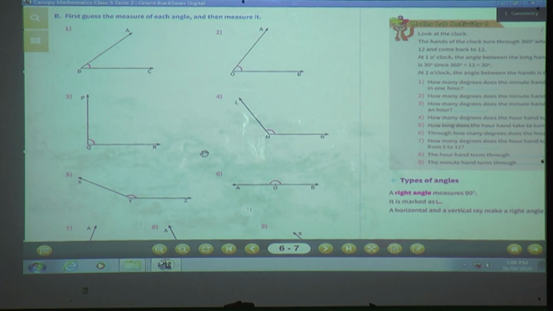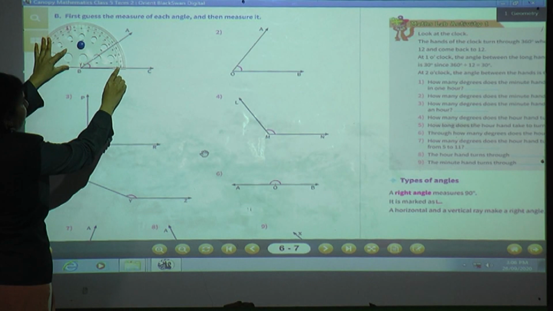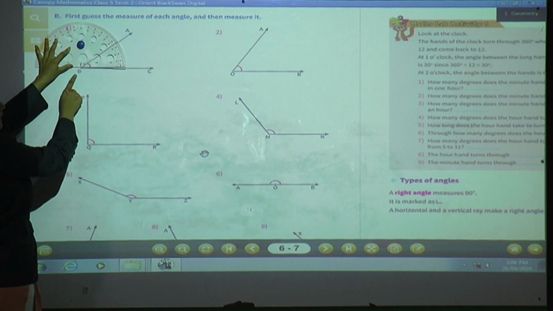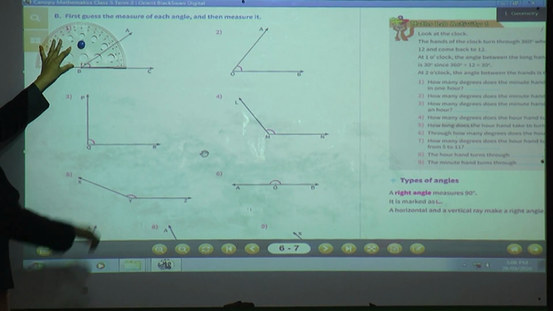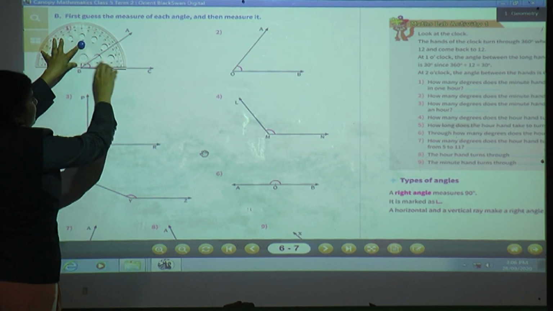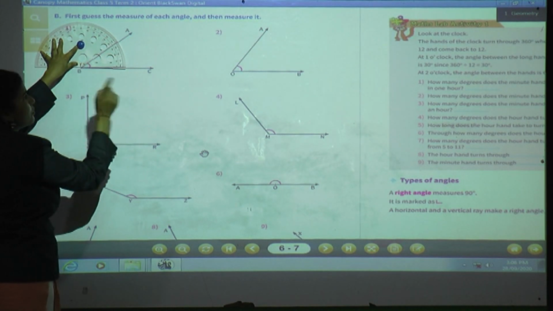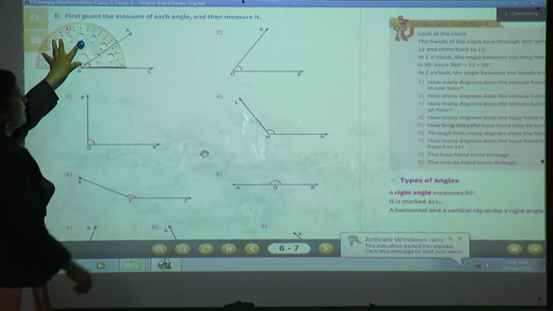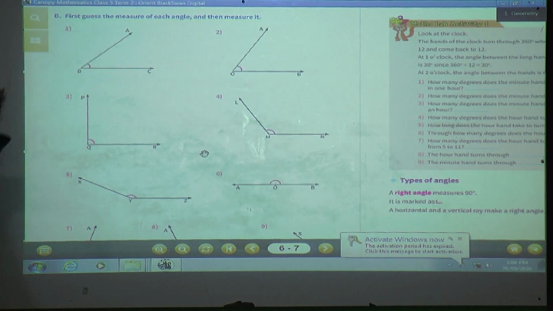So first one, see students, use your protractor and the baseline of the protractor should be on this ray, and the center of the protractor should be on the vertex. Which one is the vertex here? Vertex B. The arrow is on the right side, so you have to measure by the inner scale. So the measure of angle ABC is 45 degree.